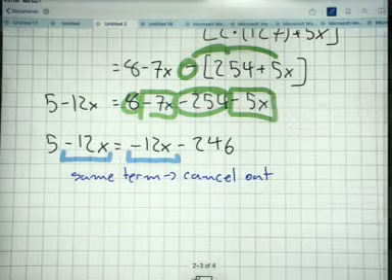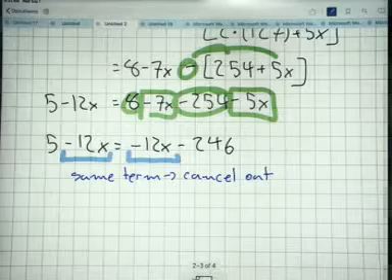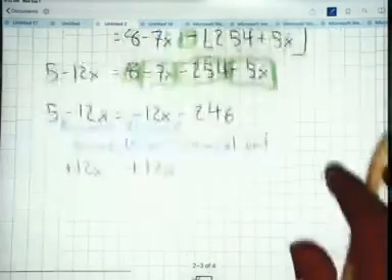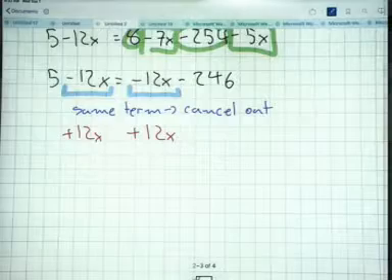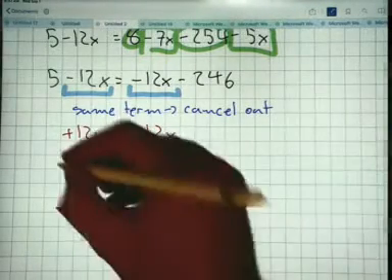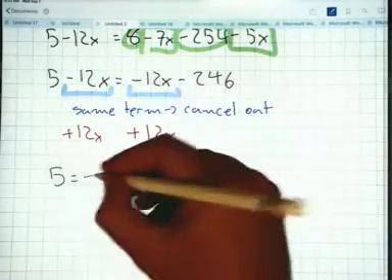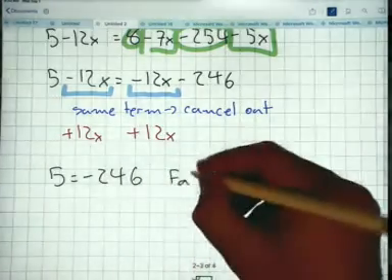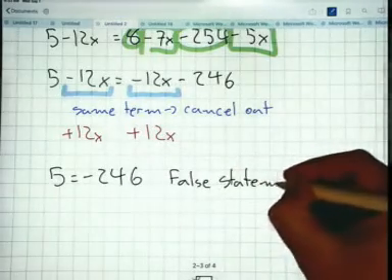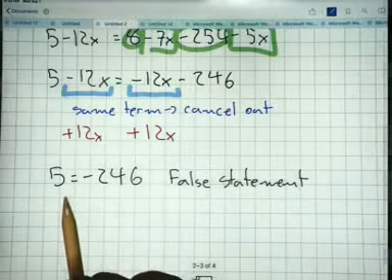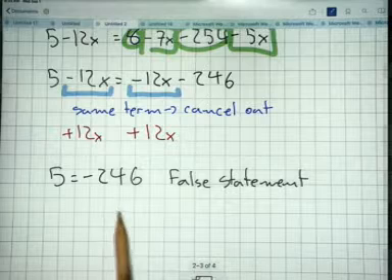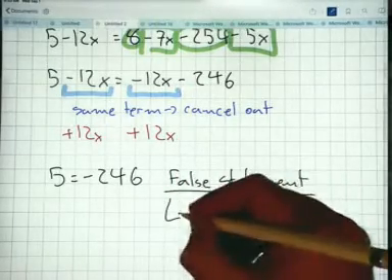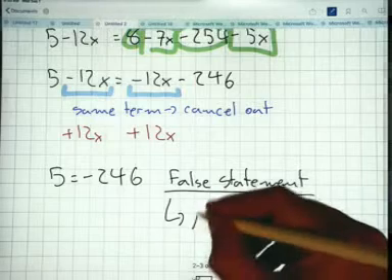Watch this. If you want to think about getting your x's on one side, look what happens. If you add 12x to both sides, these cancel out. And all you're left with is 5 is equal to negative 246. So this is a false statement. We don't have any variables in here. All we have is, this is saying that 5 is equal to negative 246. Well, that certainly is a false statement. It's not true. So anytime that you have a false statement, that means that you are dealing with an equation that has no solution.